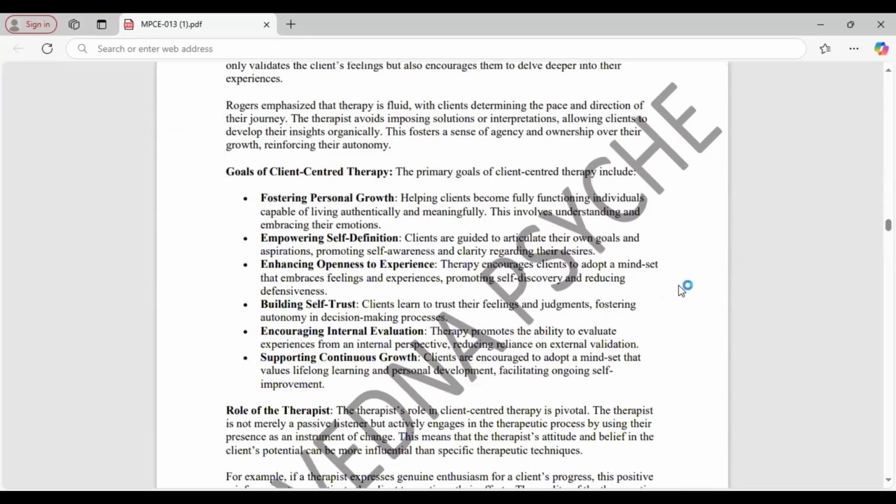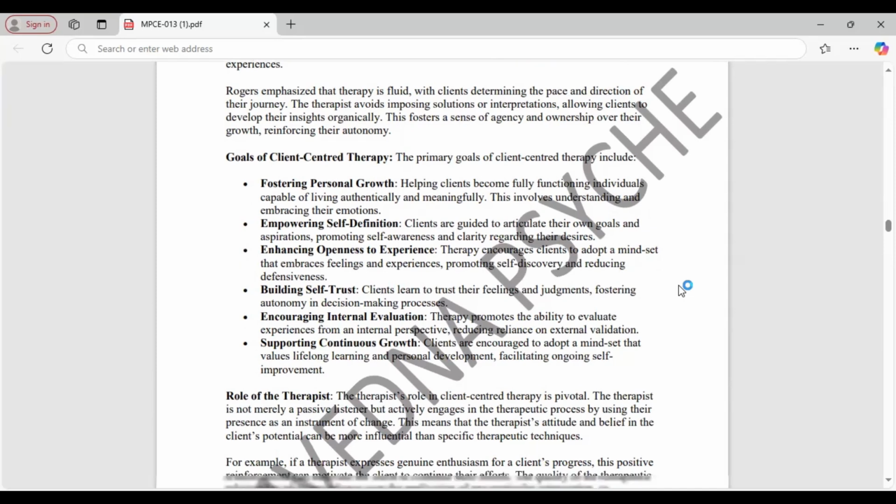Goals include fostering personal growth, aiding clients in becoming fully functioning individuals, empowering self definition, helping clients articulate their own goals and aspirations, enhancing openness to experience, encouraging acceptance of emotions to promote self discovery, building self trust, helping clients trust their feelings and judgment, encouraging internal evaluation, that is, promoting self assessment over external validation, supporting continuous growth, valuing lifelong learning and self improvement.